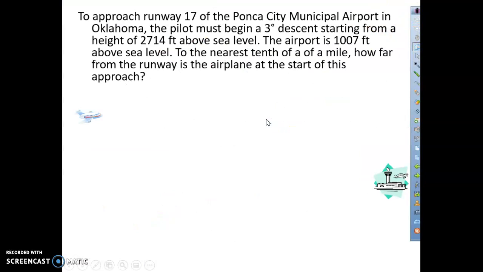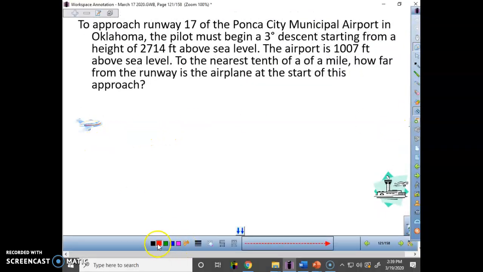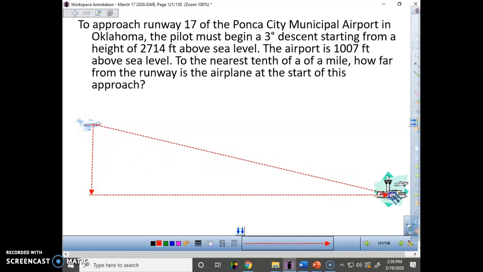Same kind of thing going on right here. Let's set up our problem. We've got a plane coming in. There's the ground level, there's the distance to the ground. But the plane, if it flew straight and wasn't going down to the airport, it would be on this pink line. And it's Norway 17. The pilot must begin a 3-degree descent. So the question is, where is this 3-degree descent?